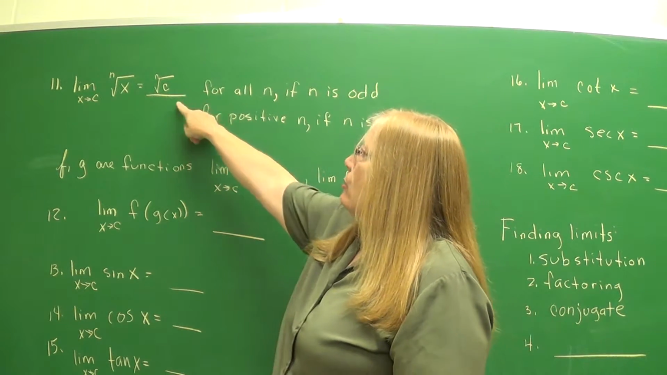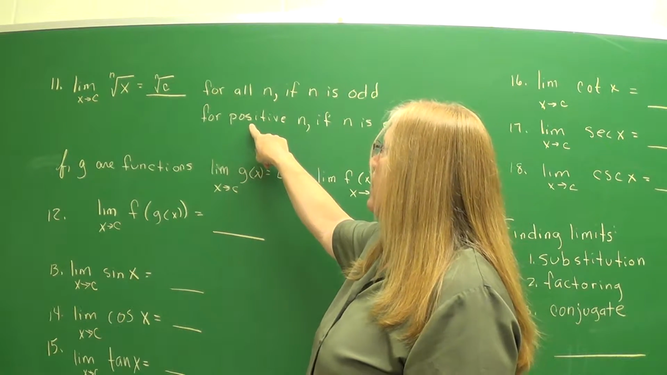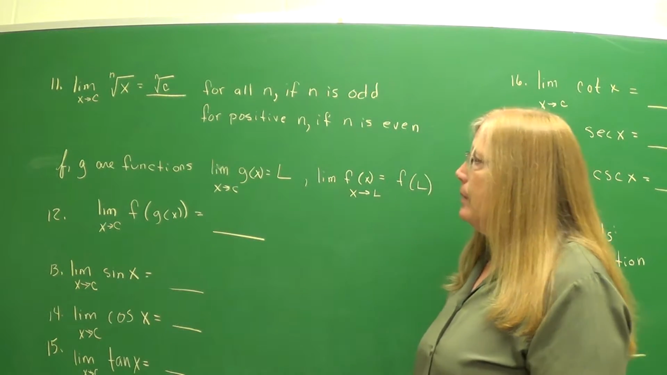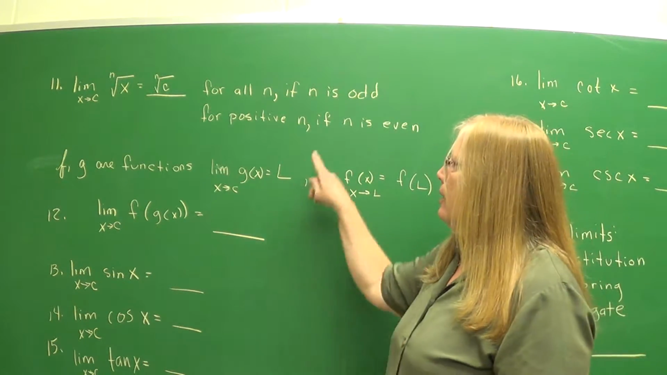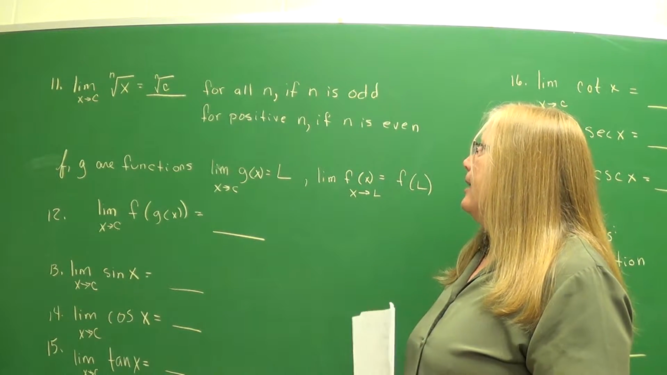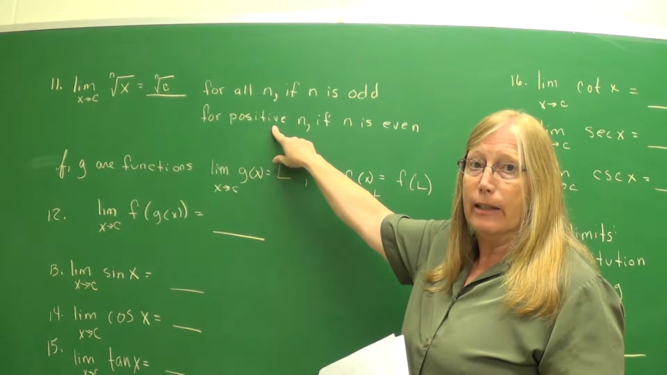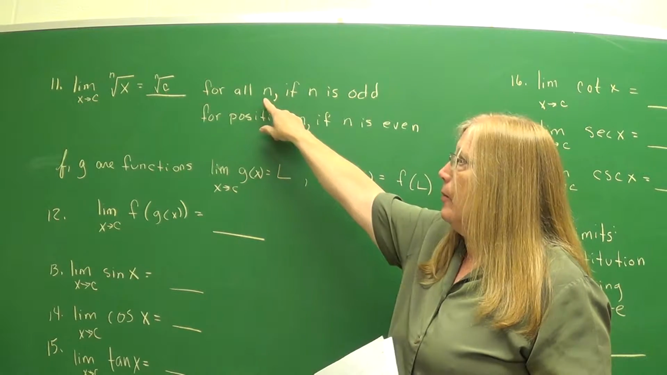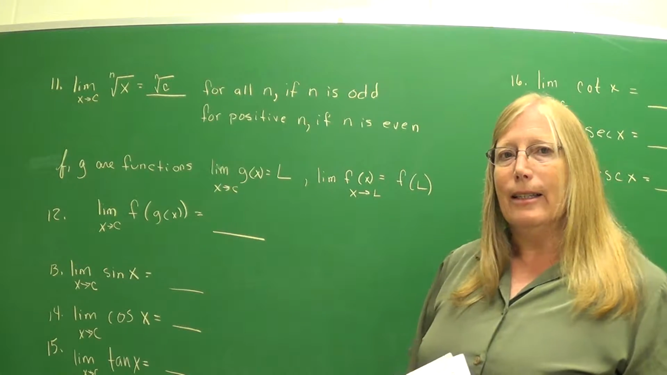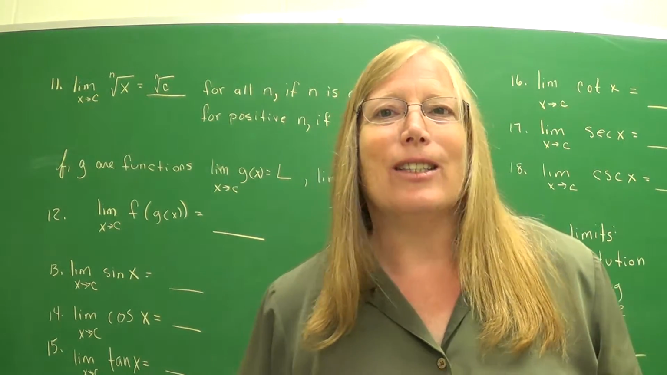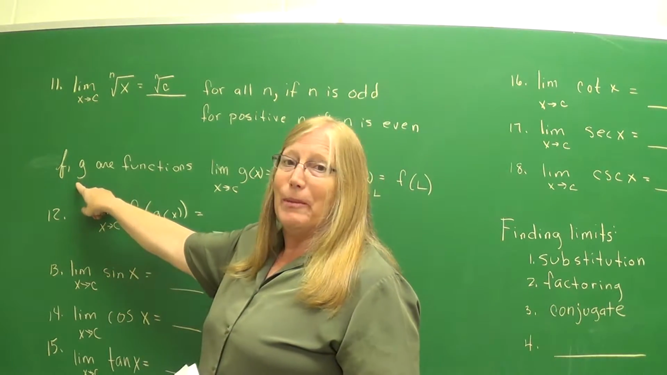So this is true for all n if n is odd, but if n is even, it's only true for positive n's. So I'd like you to think about why that is true. What are we trying to avoid here? If n is even, we're only going to allow positive n's in the expression. Up here, if n is odd, we'll accept all n's, positive and negative. So why do we have to qualify that? I want to know. So I'm going to ask you tomorrow and see if you can remember to answer that. Or if I can remember to ask it.